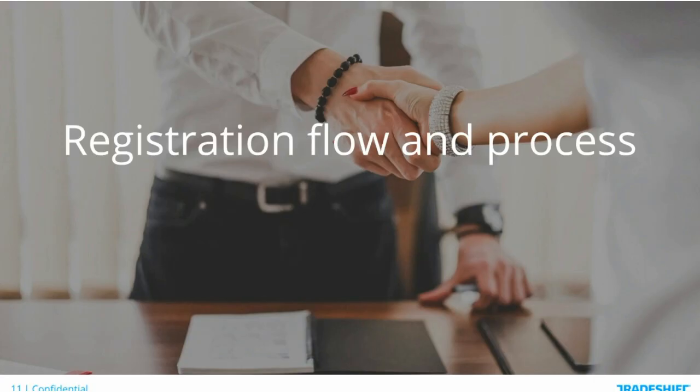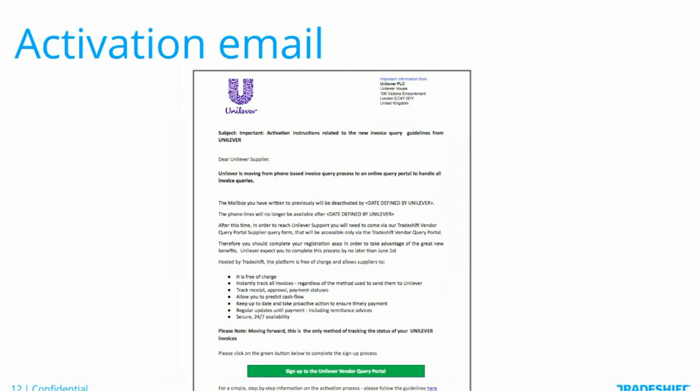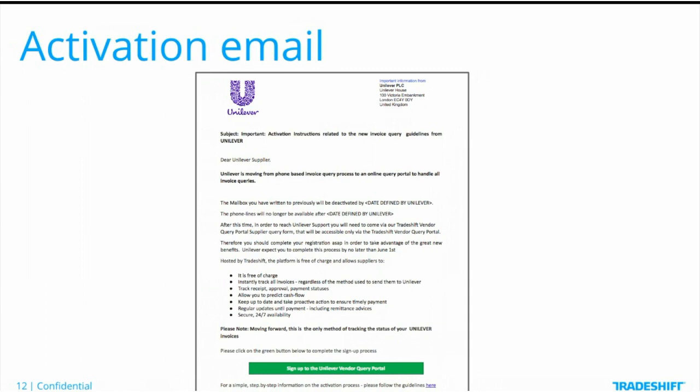Now I will take you through the registration steps for allowing you to register on the Tradeshift platform in order to receive historic documents from Unilever. You will have received a number of communications from Unilever already regarding the launch of the new vendor query portal. You may have already or will shortly receive a registration email like the one shown here. Click on the green activation button to activate your account. This is the only way to create an account. Creating an account separately from this process can cause delays in the setup and receipt of your historic documents.